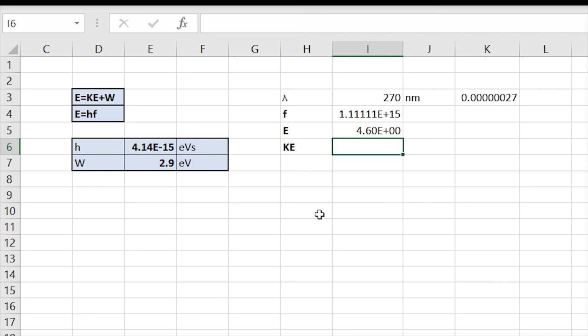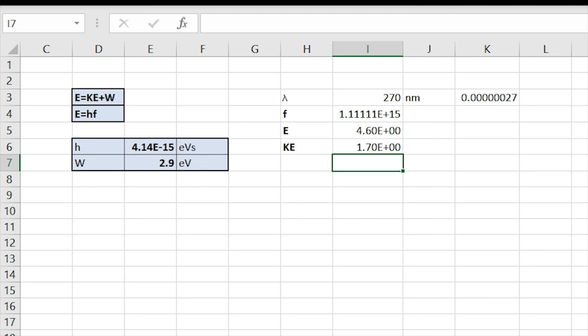So now the last step is to get that kinetic energy. If we take our original photoelectric effect formula, it's going to be E minus W. So the energy that we just found minus the work function that we have to overcome. And so each one of those electrons has an energy of 1.7 electron volts.